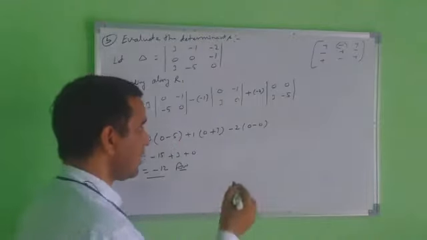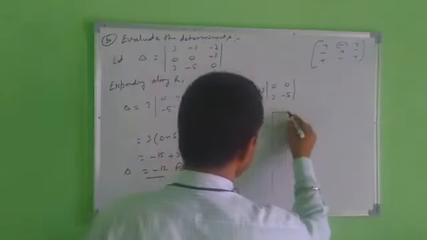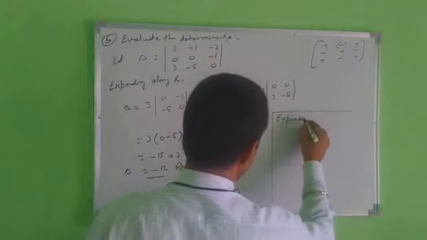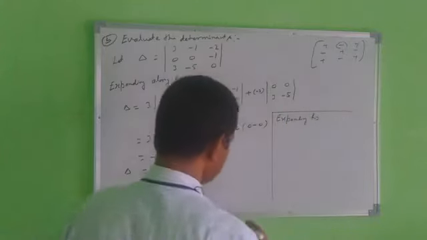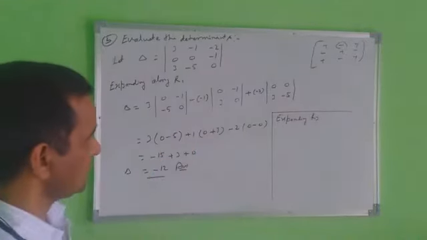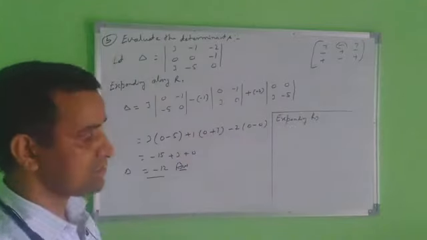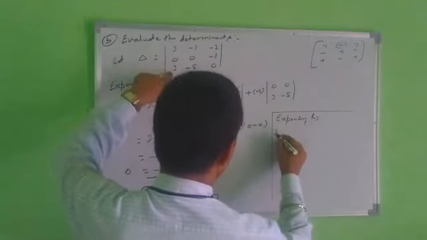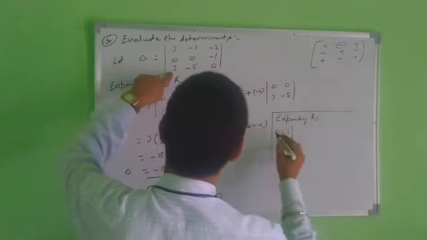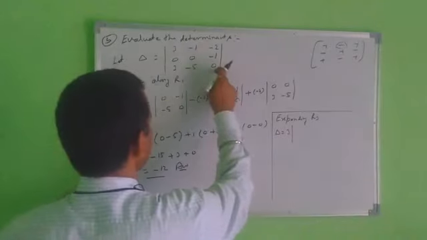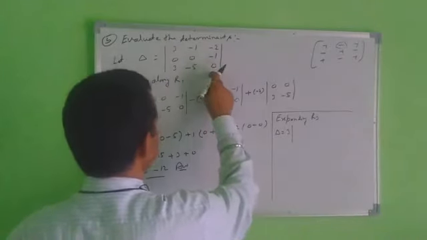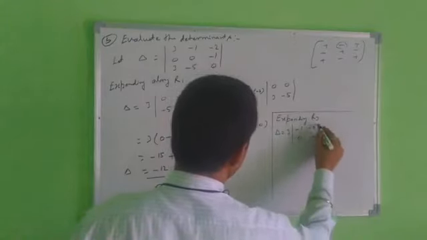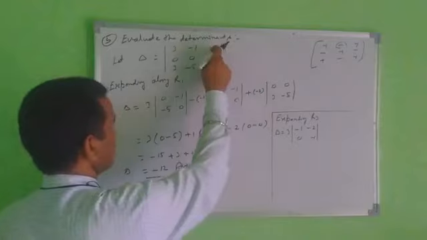Suppose you are expanding along R3. What answer do you get here? Now check this. According to R3, the value of del: 3, this row and this column will be hidden. But minus 1, minus 2, 0, minus 1.